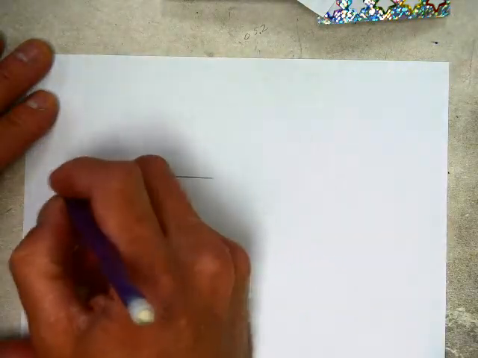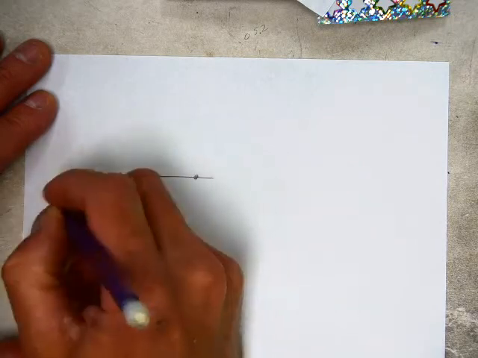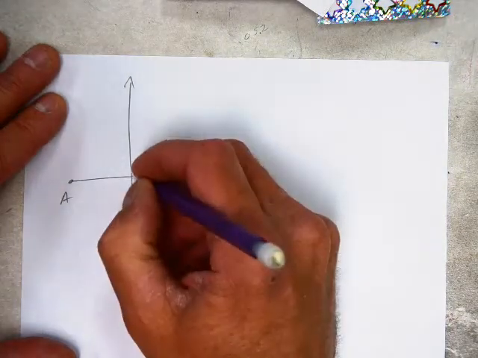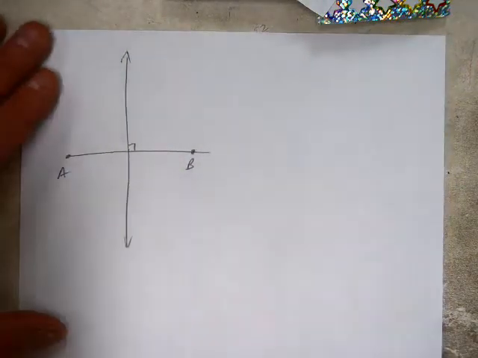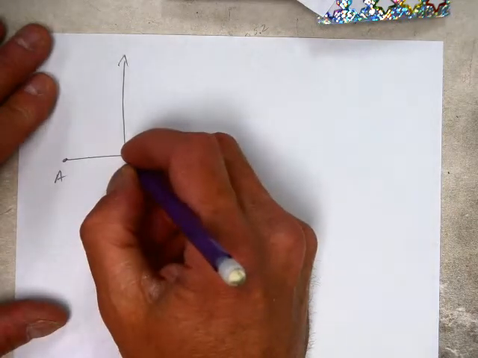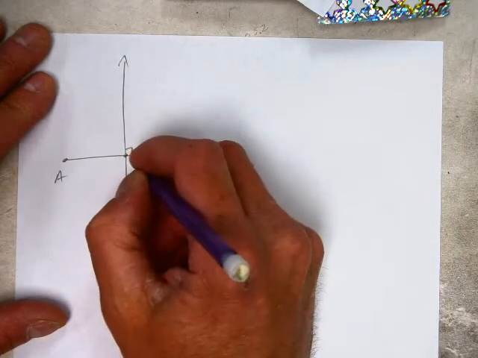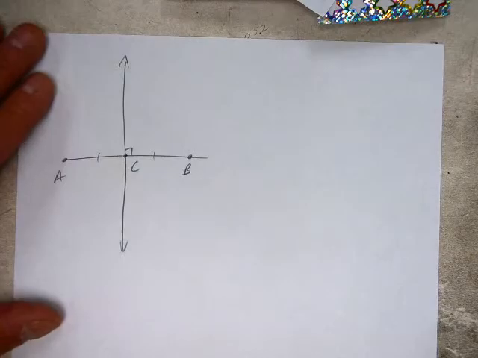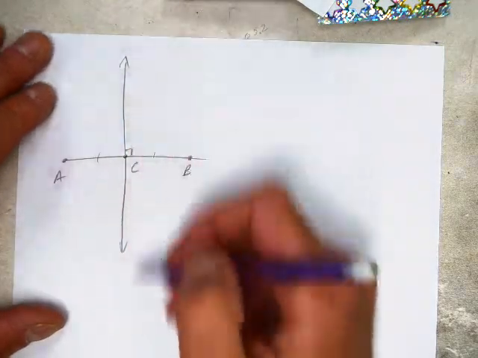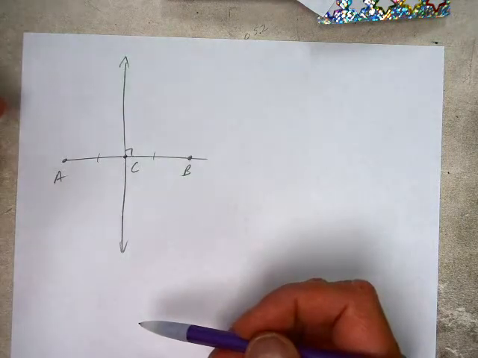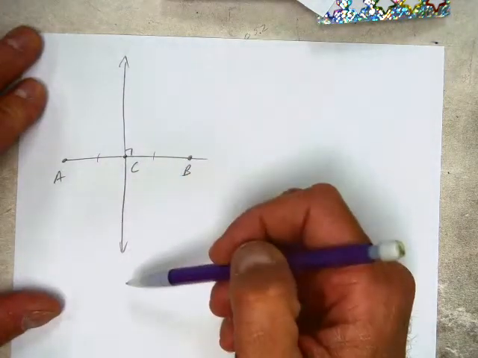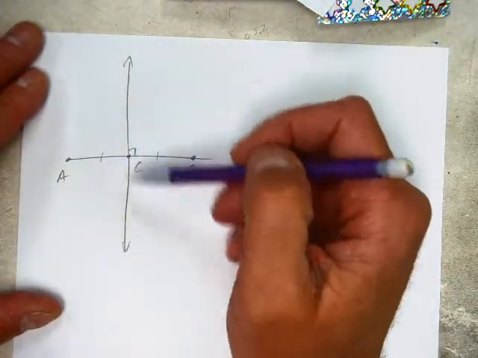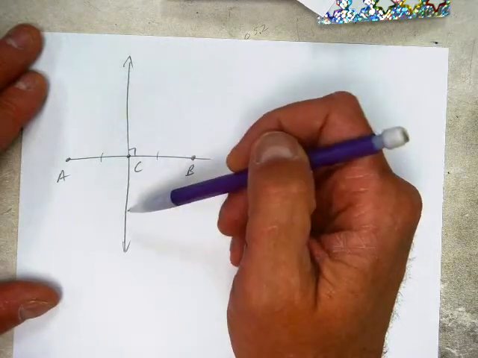So, a couple things. Yesterday, we talked about this. We got A, B. And yesterday, we talked about this, but I want to write this out a little bit better. Let's call this C. If I say that this is the perpendicular bisector, what was it that we learned yesterday? Any point on the perpendicular bisector is equidistant from?